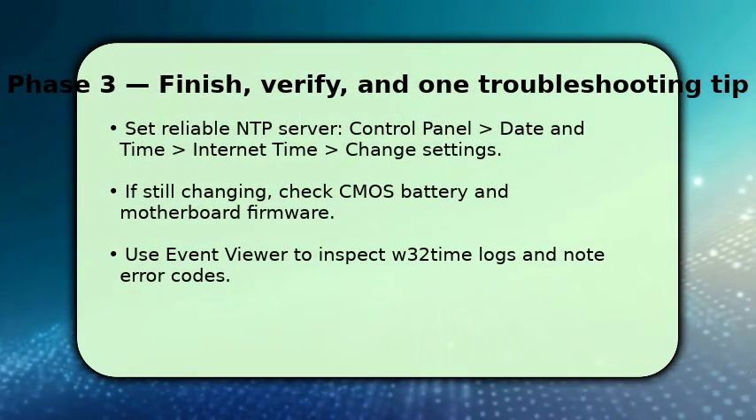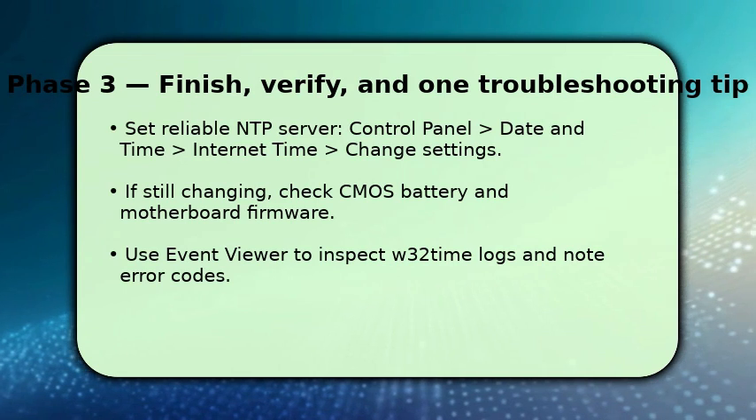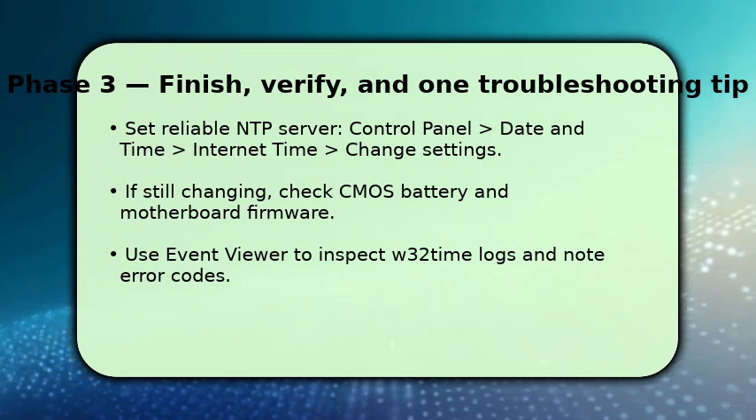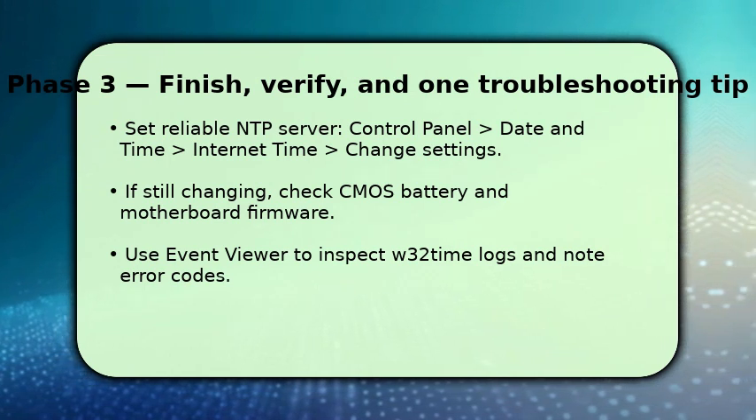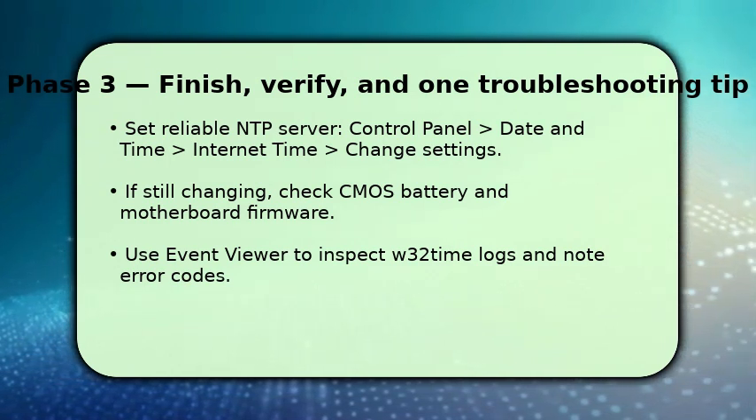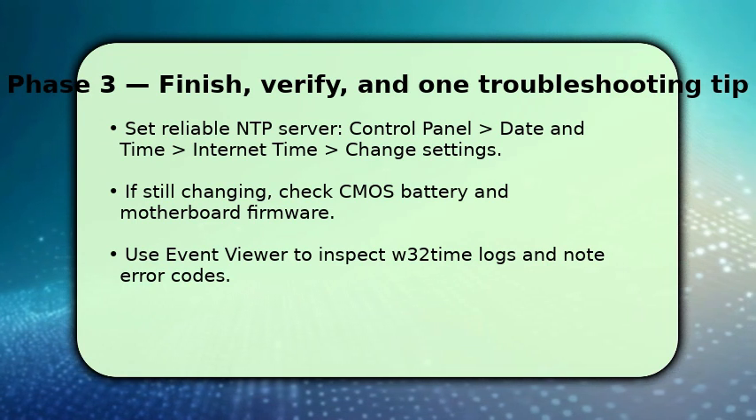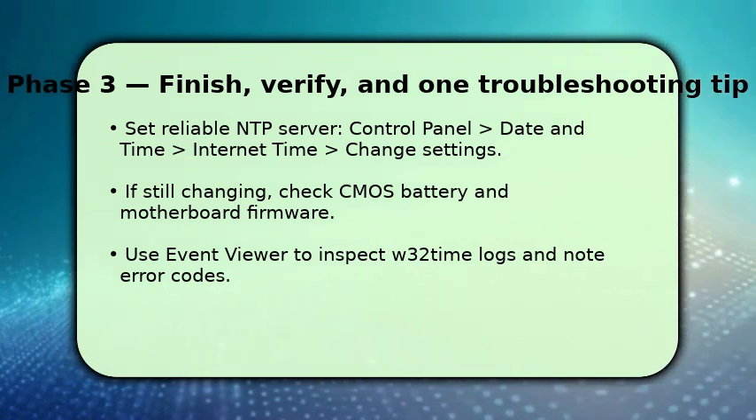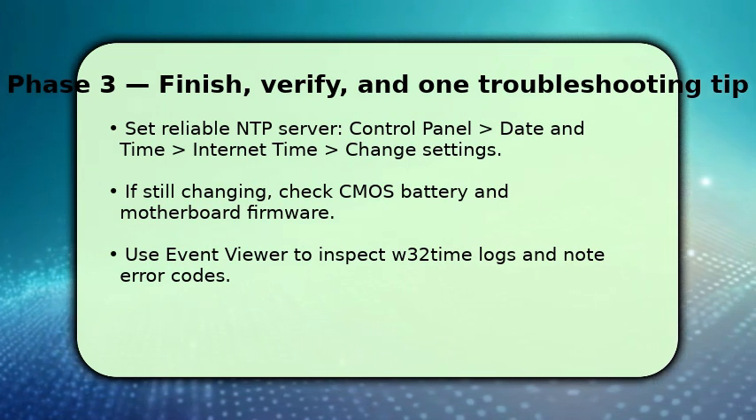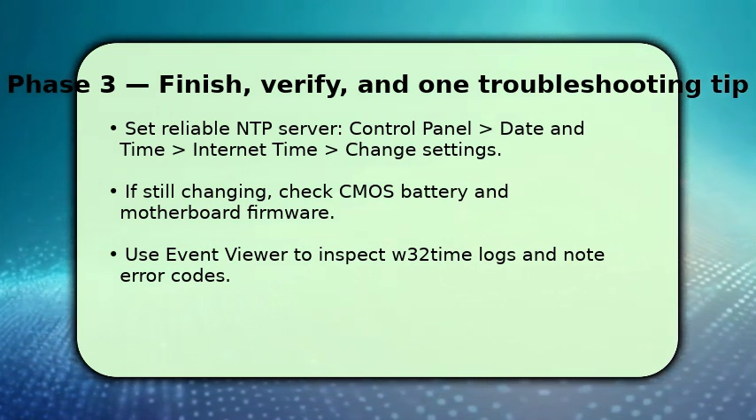Finish by pointing Windows to a reliable NTP source and verifying persistence. Open Control Panel, Date and Time, Internet Time, change settings to time.windows.com or a public NTP and update now. If the clock keeps drifting, make sure the CMOS battery isn't low and update BIOS or firmware. Hardware issues often cause recurring changes.